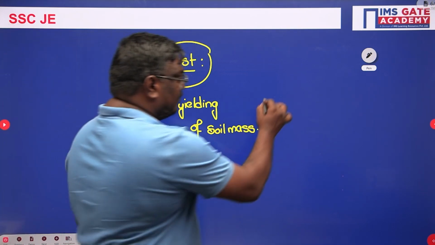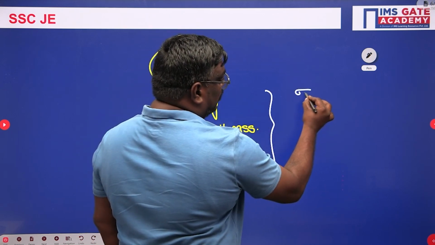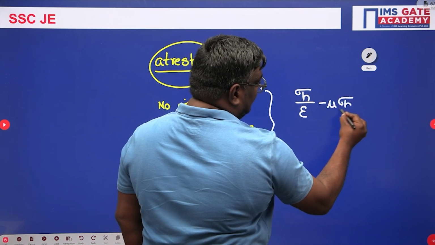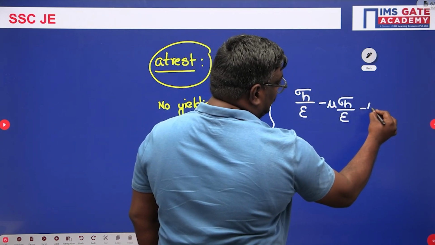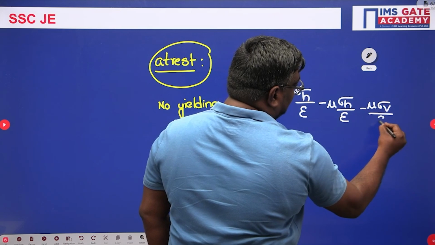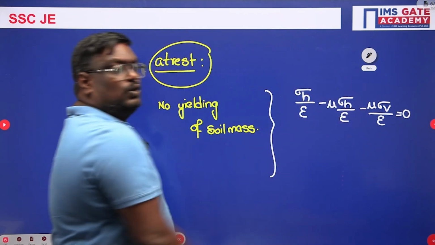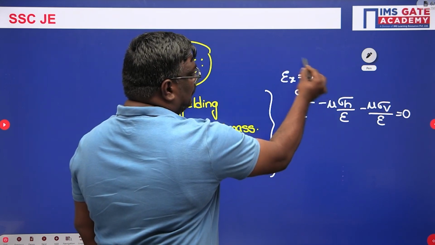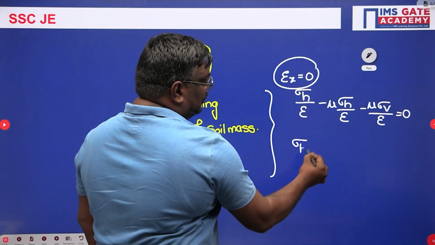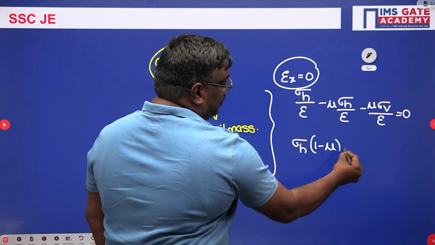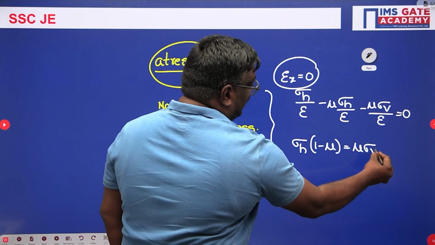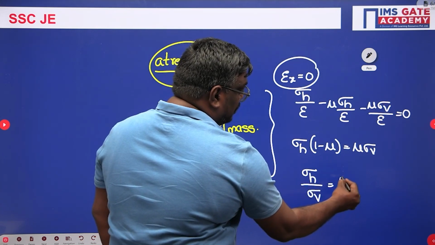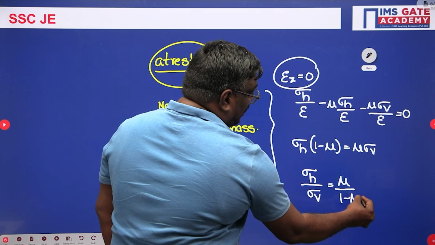So here is how they have derived this equation. Sigma h by E, Young's modulus, minus mu into sigma V by E. As there is no yielding of the soil mass, you can say the strain in the x direction is zero. Now my dear students, if I take sigma h into 1 minus mu, it is equal to mu into sigma V. Now what do you mean by coefficient of earth pressure? We have sigma h by sigma V is equal to mu upon 1 minus mu. I hope you are clear.